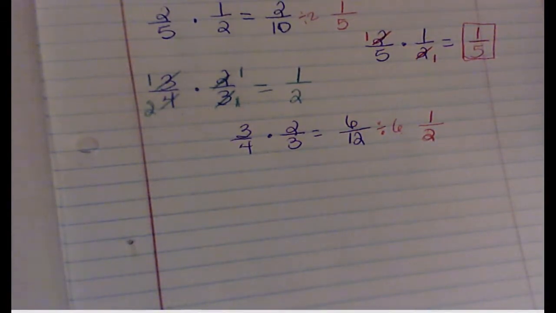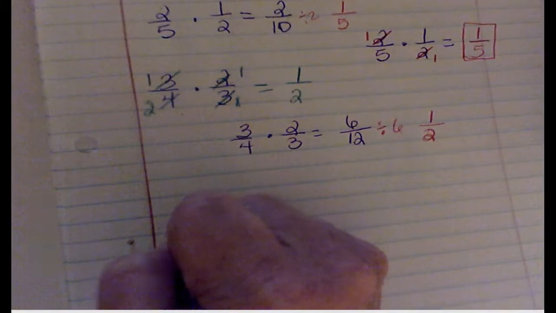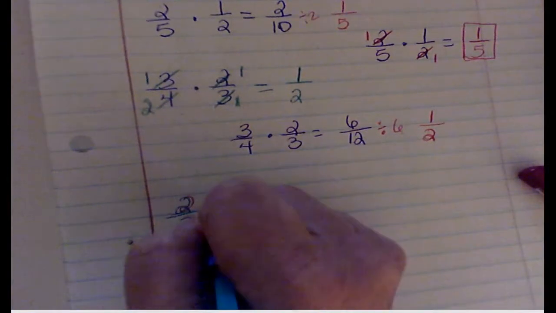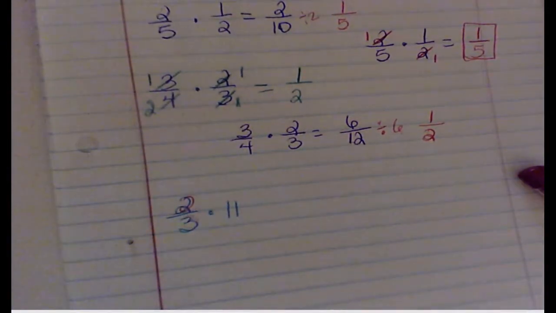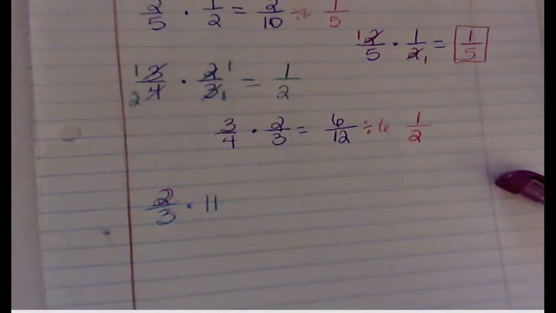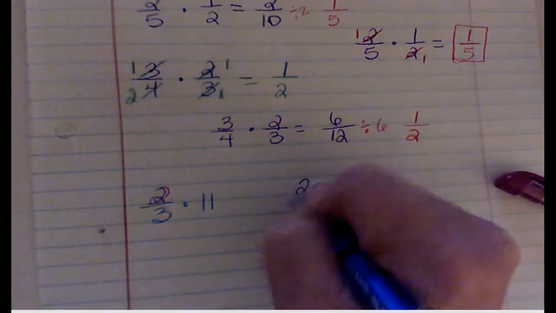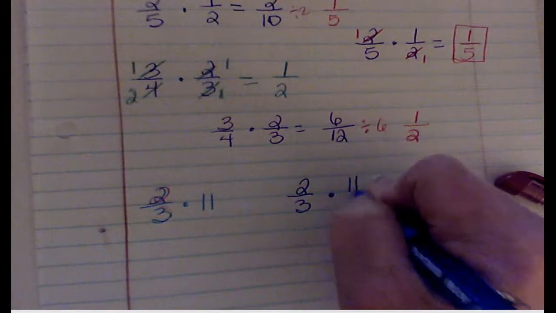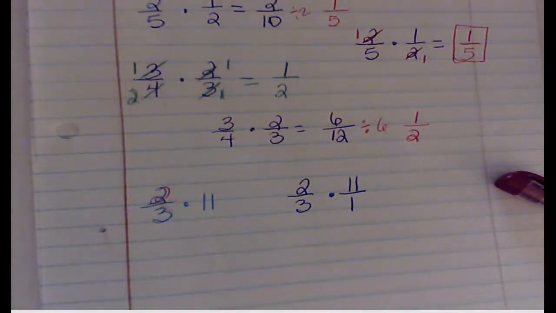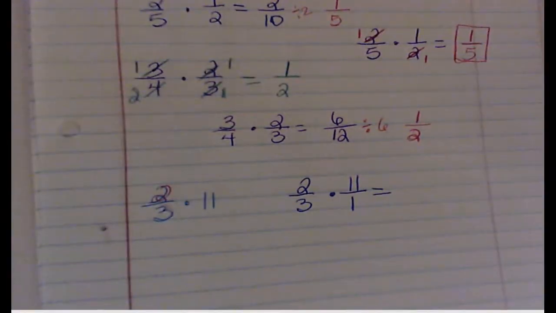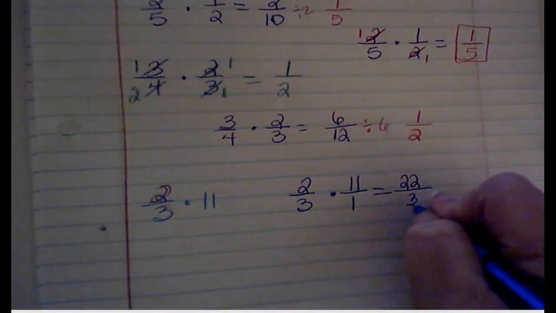What if I had a problem like 2/3 times 11? The first thing I have to do is put the 11 into a fraction. 2/3 times 11 over 1. Anytime we have a whole number and we put it over 1, that creates the fraction. Now we multiply across. 2 times 11 is 22. 3 times 1 is 3.